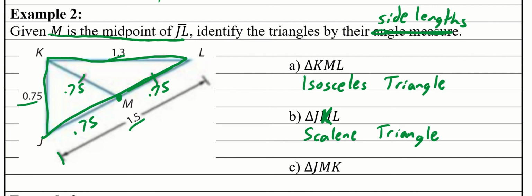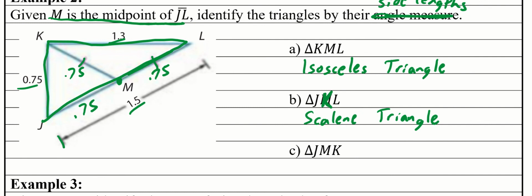All right, and then the last one here, JMK. So now we're looking at this other small triangle that we have here. Okay, JMK, connecting these here. And notice I have all 3 of these side lengths. All 3 of them are 0.75. So final answer here would be equilateral.